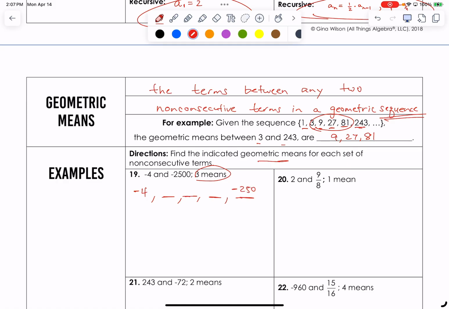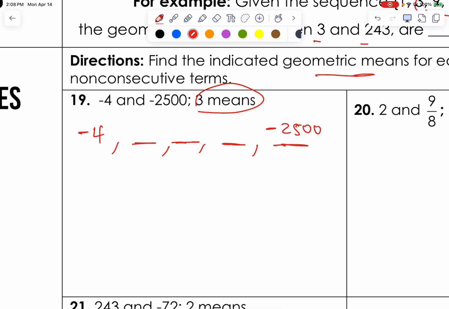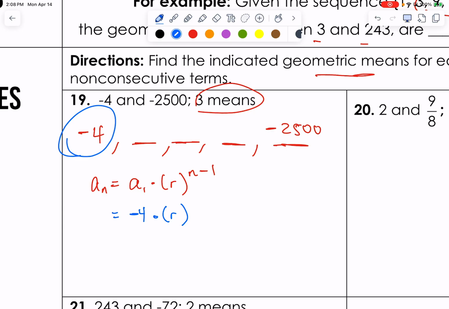So here's what we do. First of all, you need to find the common ratio. I'm going to use my formula for a geometric sequence: a sub n is equal to a sub 1 times r to the n minus 1. Do we have the first term in the sequence? Yes, it's negative 4. We do not have the common ratio. Do we have another term in the sequence? The fifth term. So we plug in 5 for n, and we set it equal to negative 2,500.